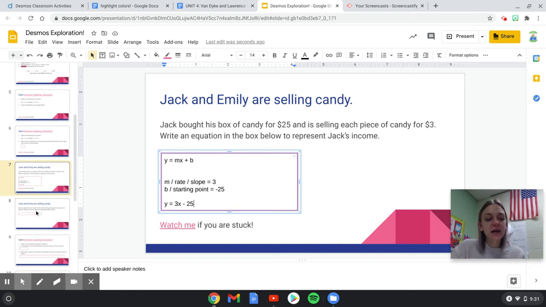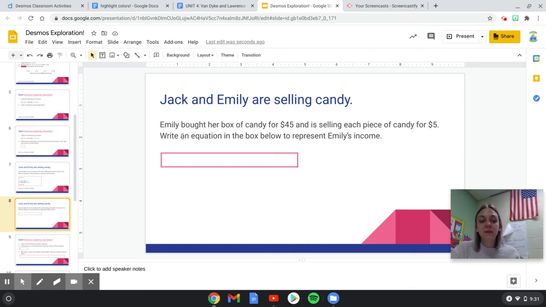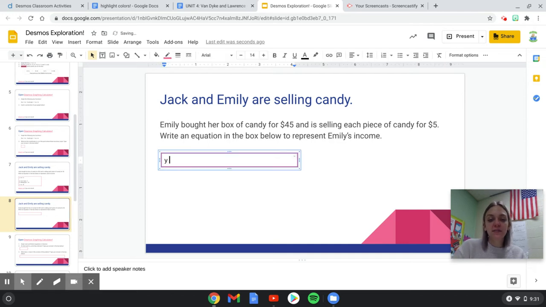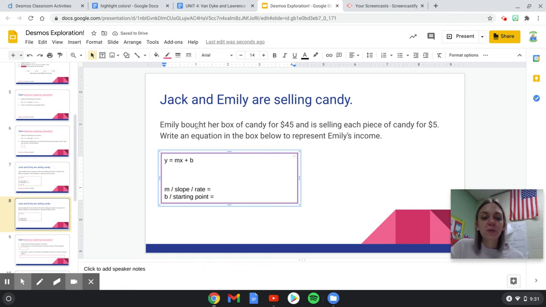And then if I scroll down now to number 8, I see that we have a similar situation. Emily bought a box of candy for $45 and is selling each piece of candy for $5. Write an equation in the box below to represent Emily's income. So again, I know I have to use y equals mx plus b, and I need to figure out what m is, and I need to figure out what b is. So similar situation, she bought a box of candy for $45 and is selling each piece of candy for $5. So she earns $5 per piece of candy that she sells.